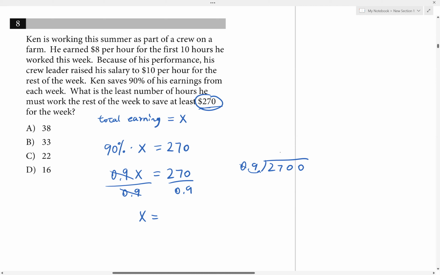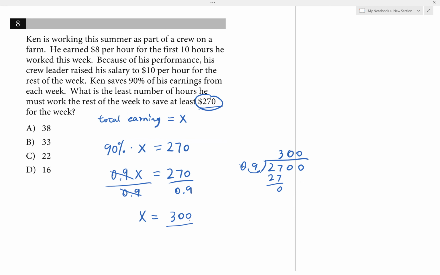So 9 goes into 27 3 times, right? And then no remainder, and we can just bring down the 00. So it should be 300. And if we think about 300 times 0.9, that should be 270. So it makes sense. So $300 is the target we have to reach. In order to reach our goal to save $270, we had to earn at least $300 this week.